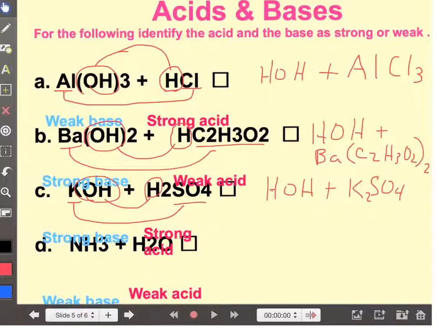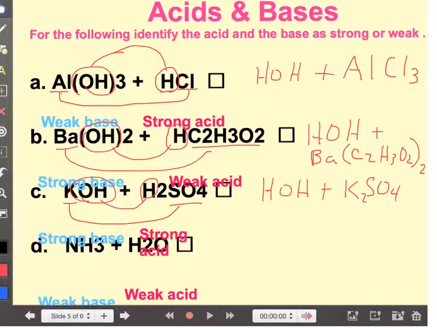Now, when we look at D, D does a little bit of a strange combination, and I would not put this on the test. However, we end up with an NH4 plus our OH. This is not a true acid-base reaction where we have our acid and our water.